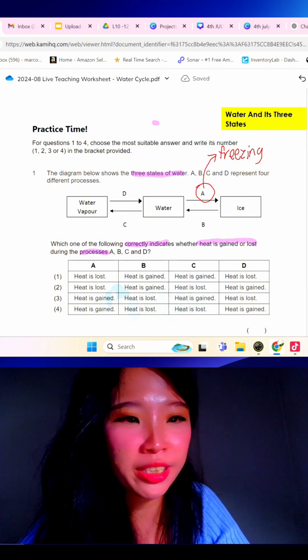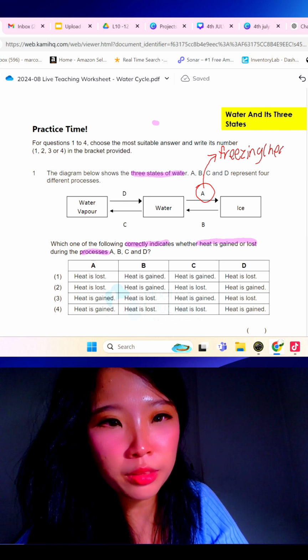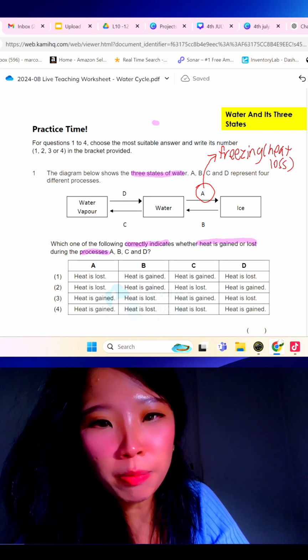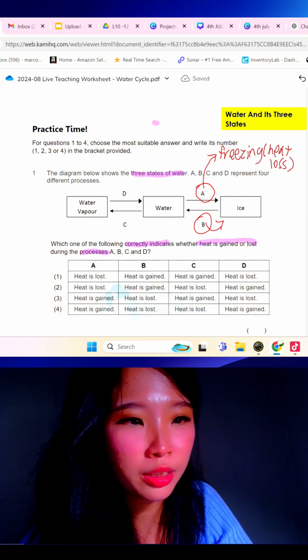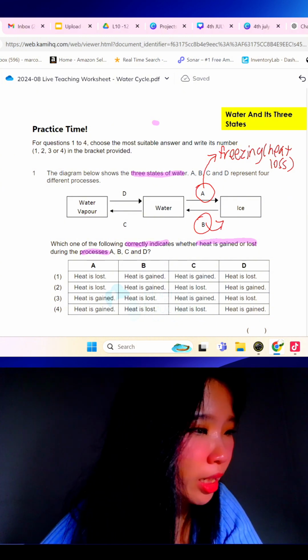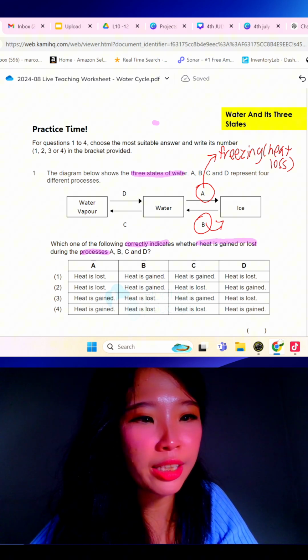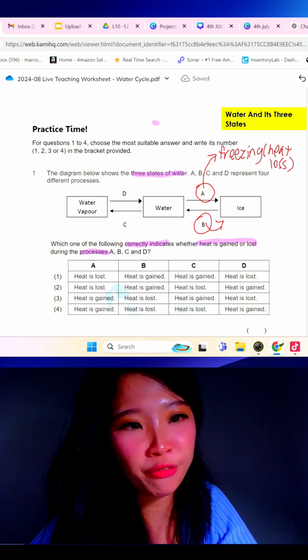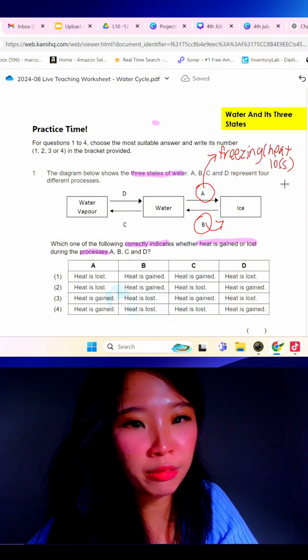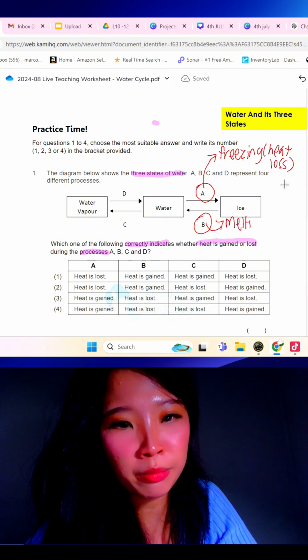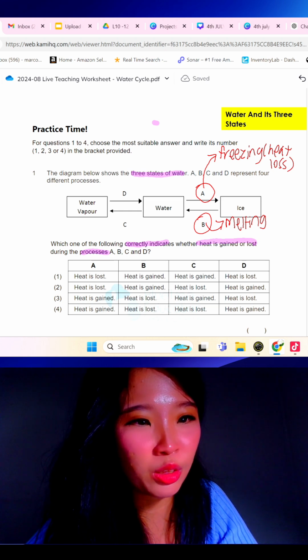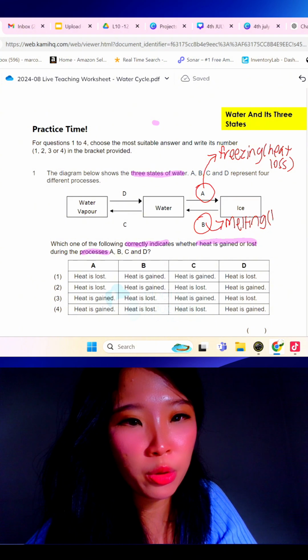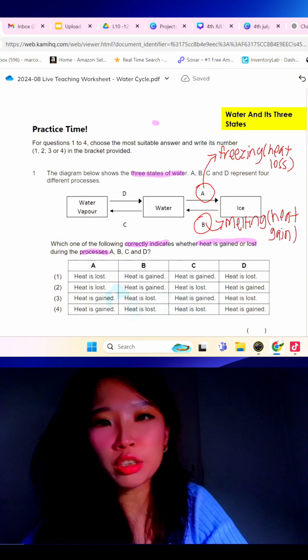Hi, Free Fire. Okay, so heat loss, right? What about B? Ice to water? This is like P4, P5 level. Melting, right? Very good. Melting means what? Heat loss or heat gain? Heat gain. Very good. You all know your stuff.